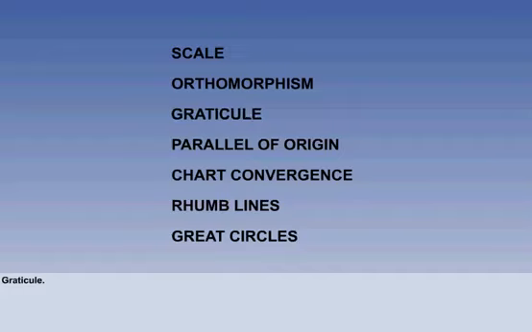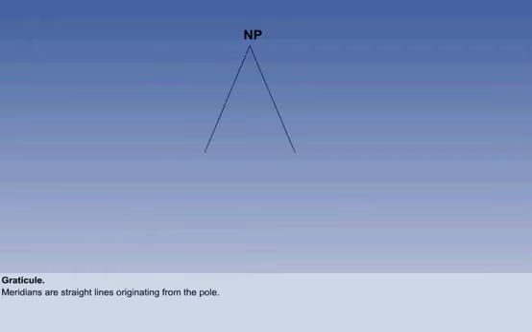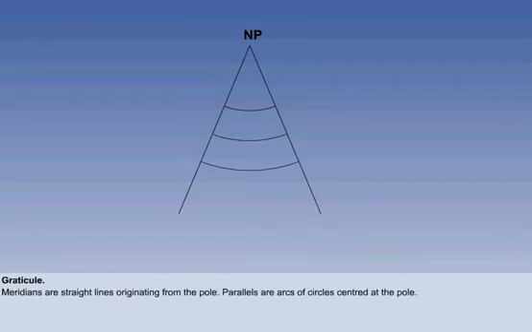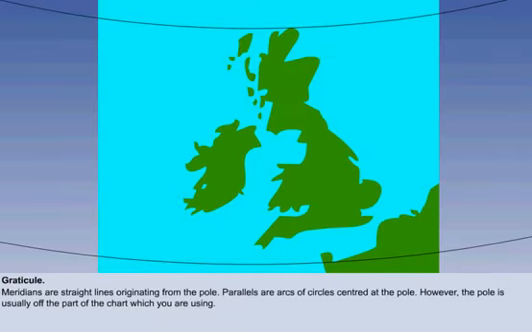What about the graticule? Meridians are straight lines, originating from the pole. Parallels are arcs of circles centered at the pole. However, the pole is usually off the part of the chart which you are using.